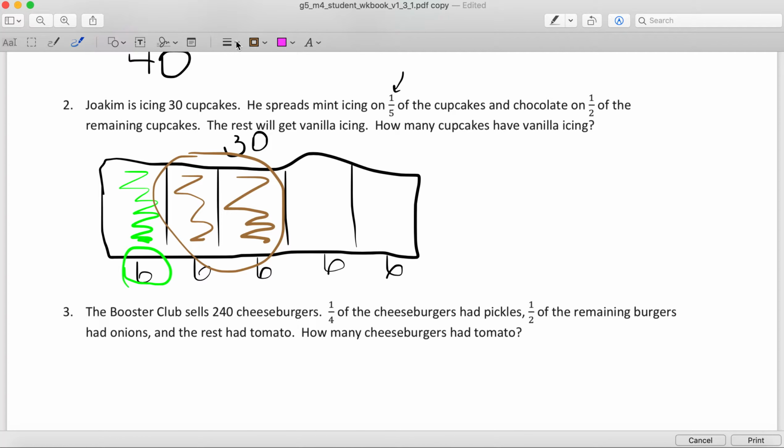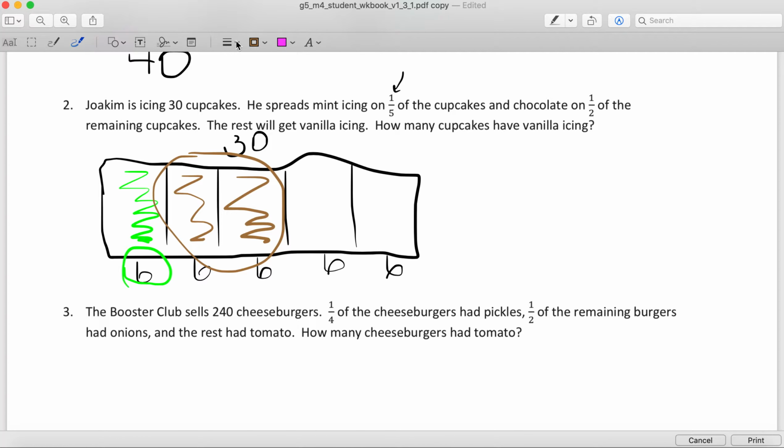Now, let's read this very carefully. It says half of the remaining burgers. Oh boy. Half of the remaining burgers had onions and the rest had tomatoes. All right, so here's where it gets a little tricky because I have how many parts left? I've got 3 parts left. And sometimes that can be kind of difficult to divide in half because 3 divided by 2 is how much? That's 1.5. You guys know that already.